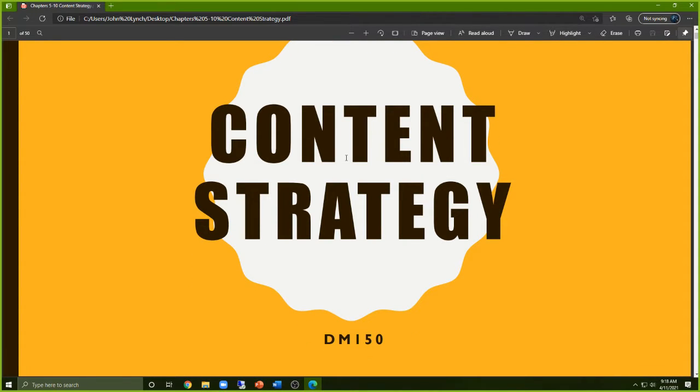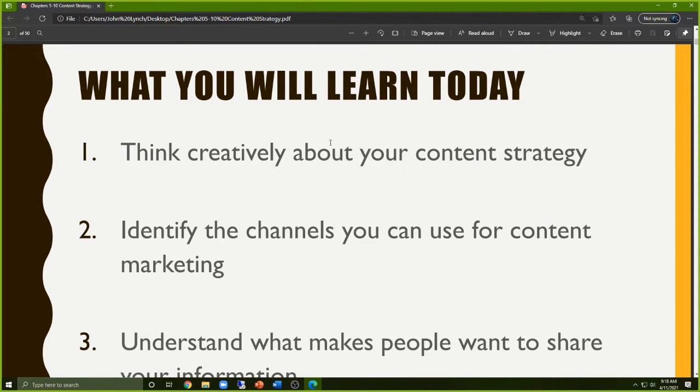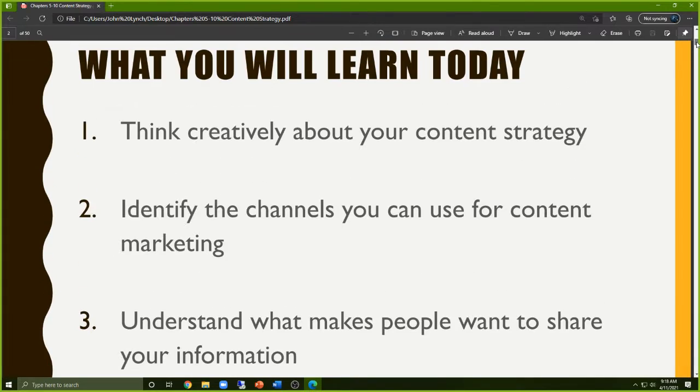We are going to be continuing with our content strategy slides and discussing essentially what we will be doing more with our content management. And with these first two chapters and slides, you should be in pretty good shape in order to work on your capstone projects and stuff like that.